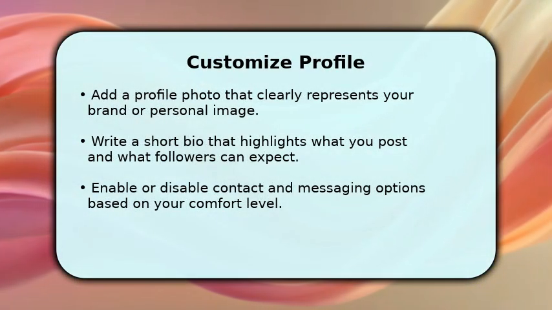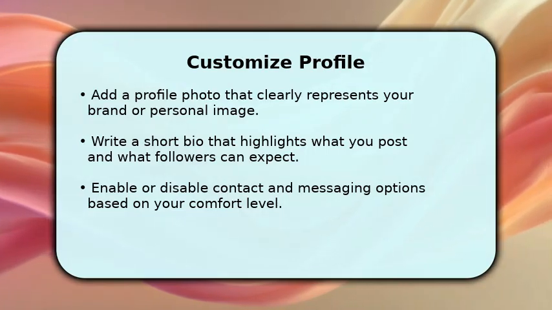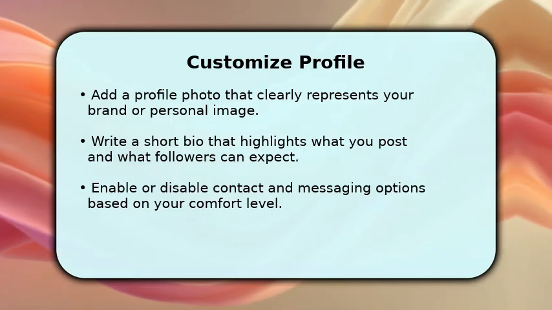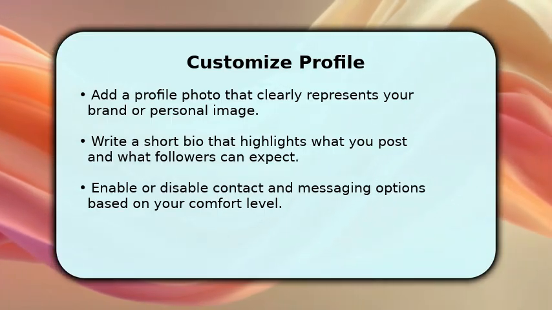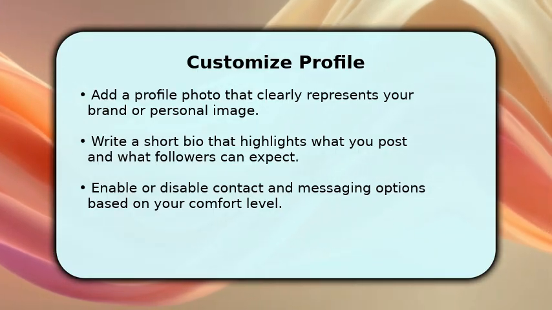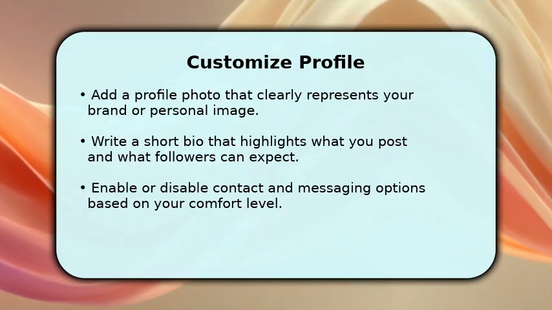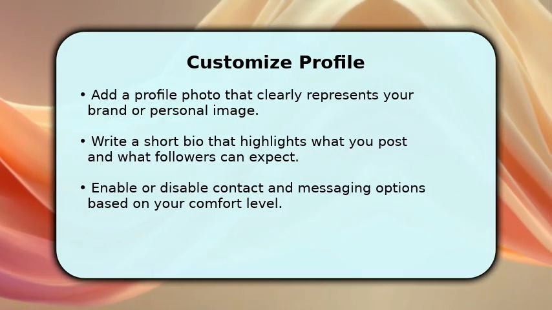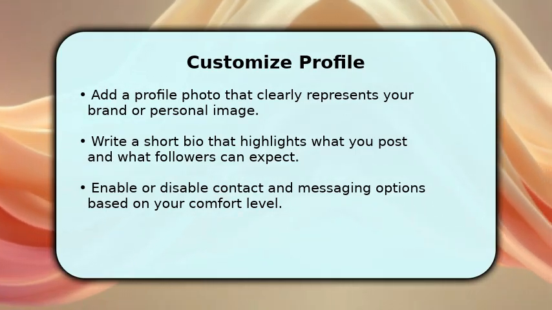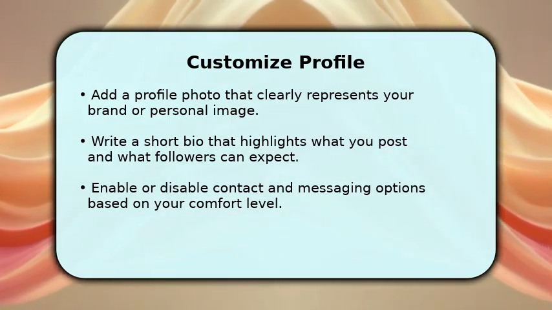To customize your public profile, start with a recognizable profile photo and a short, punchy bio that explains your content focus. Use relevant emojis sparingly and include a clear call to action if you want followers to visit another platform. Adjust contact and messaging settings to control who can reach you, and review story permissions so only intended content appears publicly. Save your changes and preview the profile to confirm it looks polished and complete.